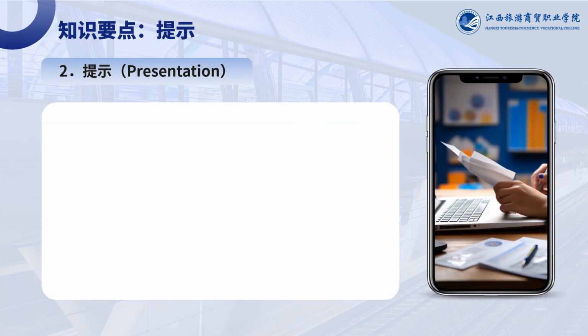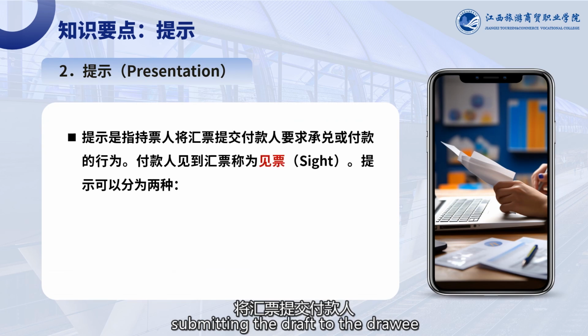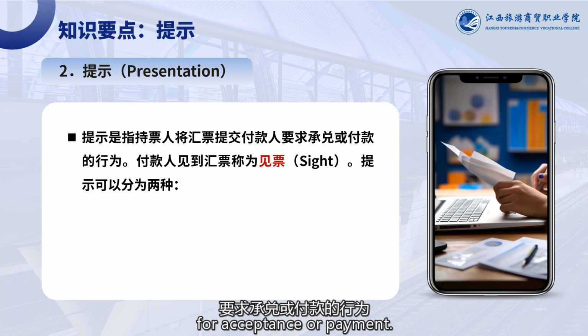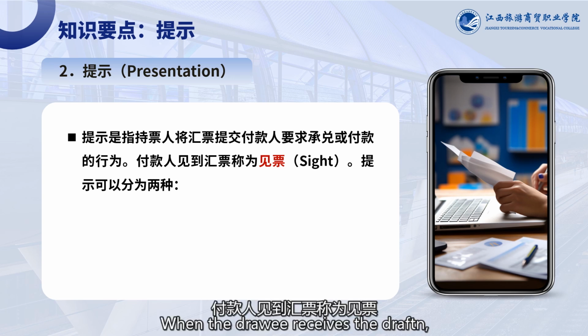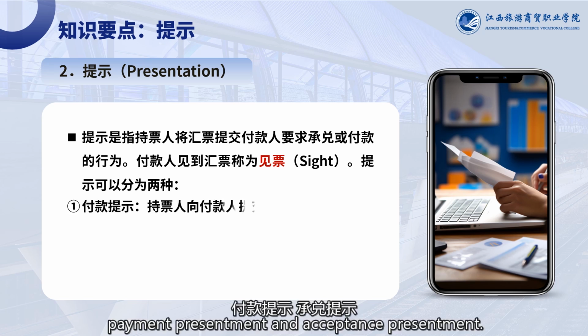Presentment. Presentment refers to the holder submitting the draft to the drawee for acceptance or payment. When the drawee receives the draft, it is referred to as presentment. Presentment can be divided into two types: payment presentment and acceptance presentment.